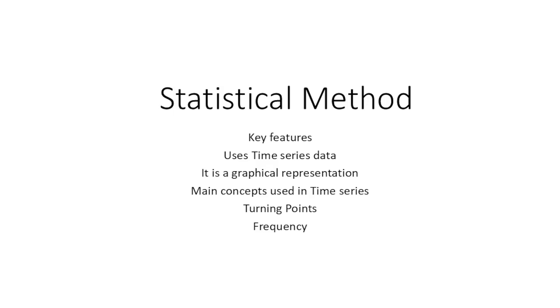A turning point is a point where the direction of a time series changes. It can be a peak or a trough. A peak is a turning point where the time series changes from increasing to decreasing, but a trough is a point where the series changes from decreasing to increasing.